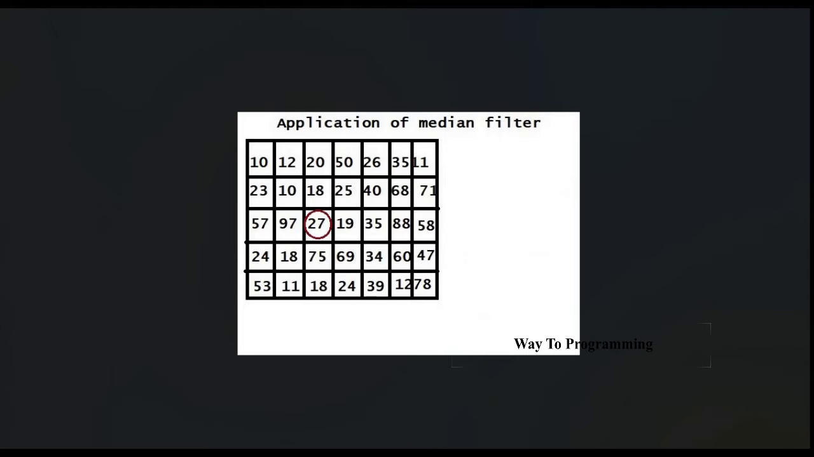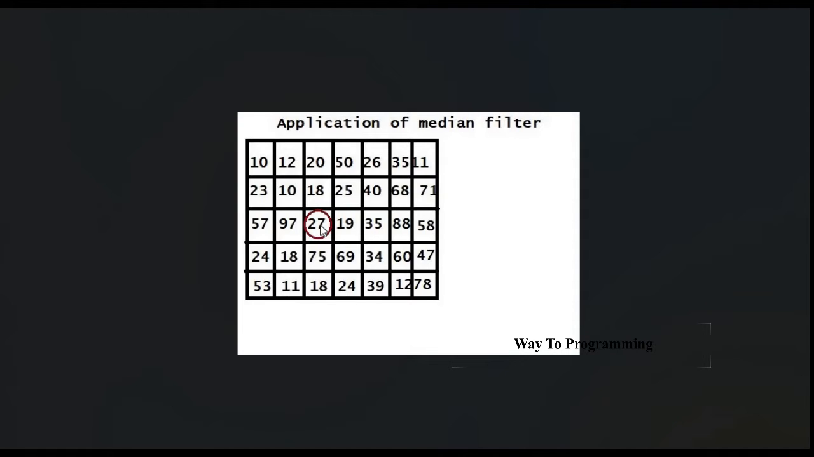So let's see how it works. First we'll see the application of the median filter. As you can see, we have an image here, and all these are the pixel values. We want to apply the median filter on this specific pixel. When I say we want to apply a median filter on an image, you will always target one of the pixels. If you want to apply it on all the pixels, you will start with 10, 12, 20, targeting each individual pixel. I'm just taking one example as an illustration.